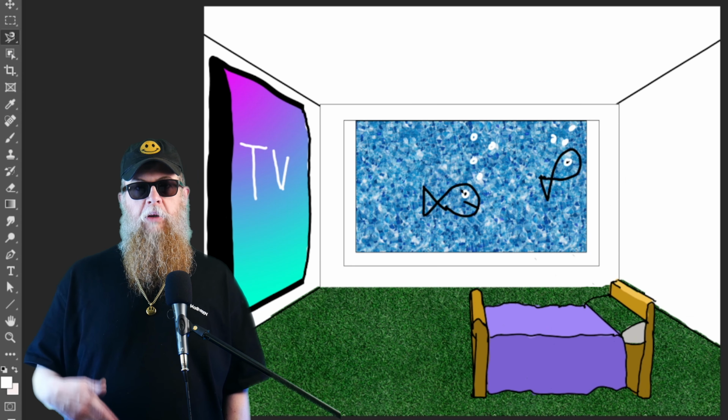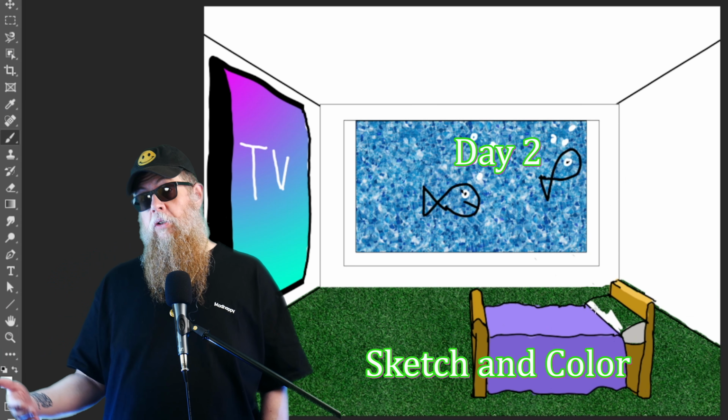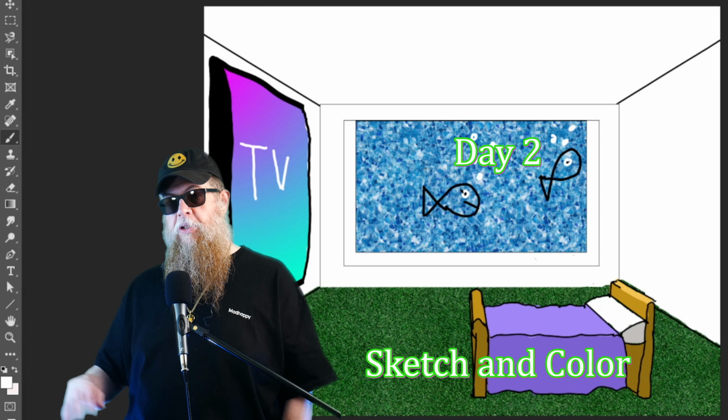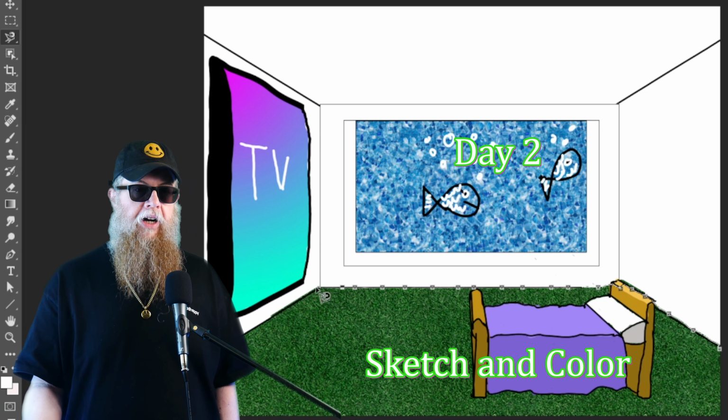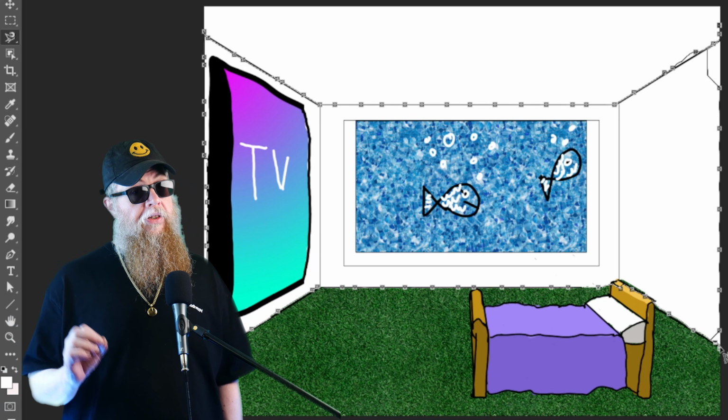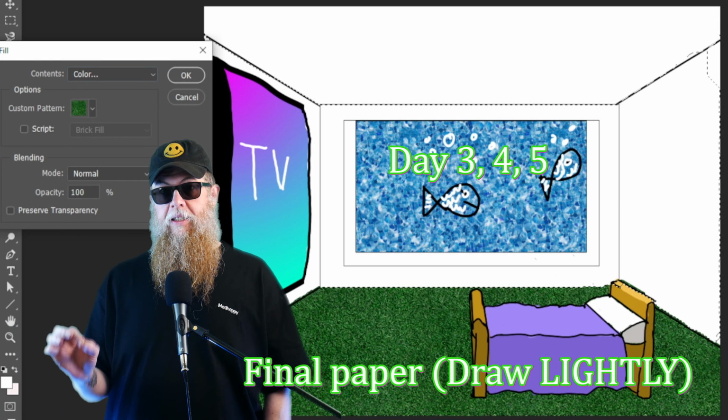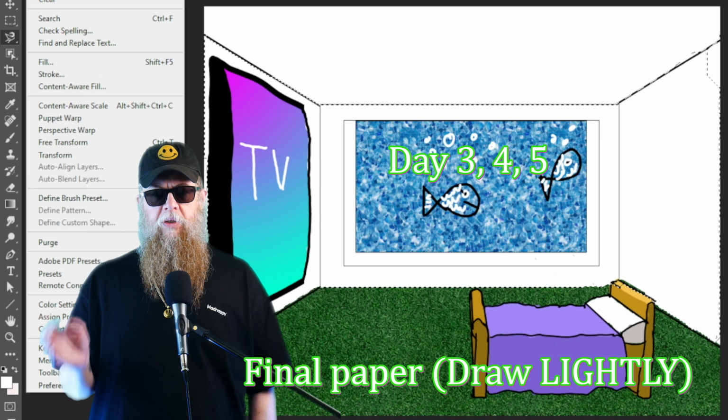Then the next day, we're going to be finishing up our sketches. We're going to do a little bit of coloring on our sketches. I don't expect them to be fully colored, but you got to do enough that you know where the colors are going to go on your final. Then I'll give people final paper and they'll get started. And that's when you got to make sure you're drawing lightly, because then you can erase as many times as you need to until it is perfect.